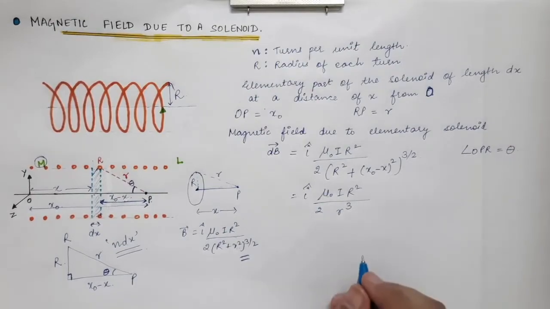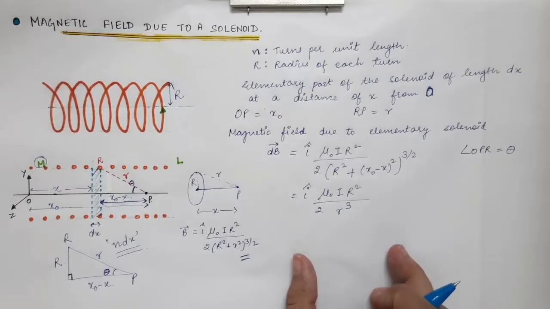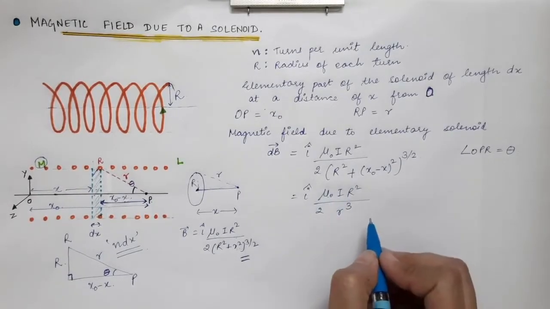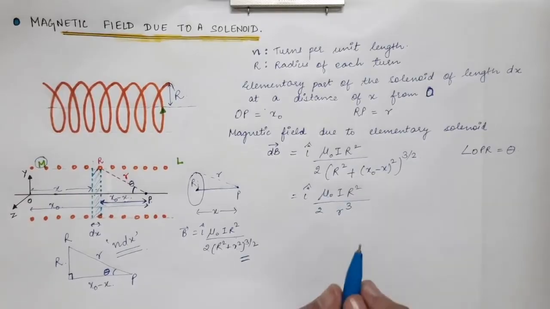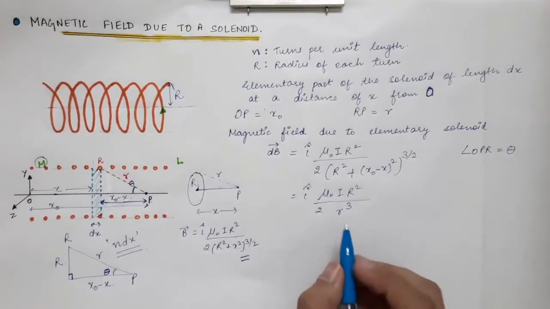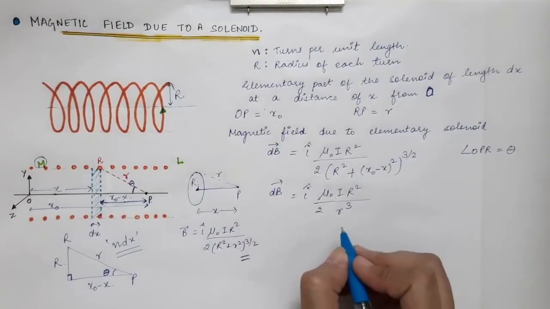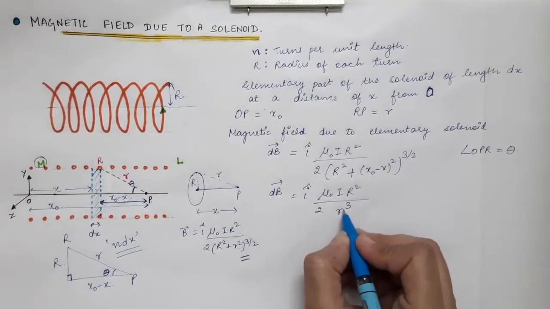Now over here, what are the limits of theta? So now the main task of this derivation is to find all the variables which are present over here in terms of theta. So in this expression, what do we have as a variable? The variable is just small r.